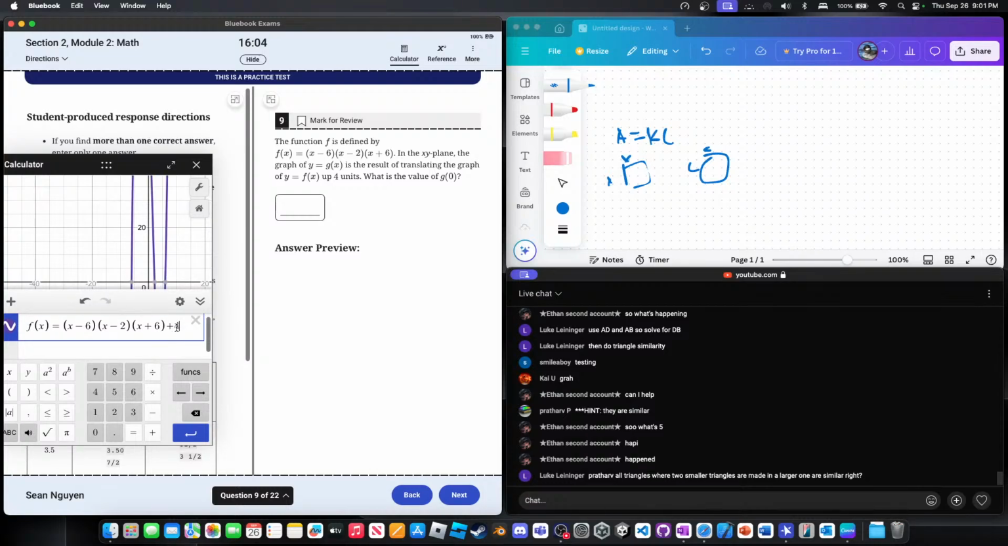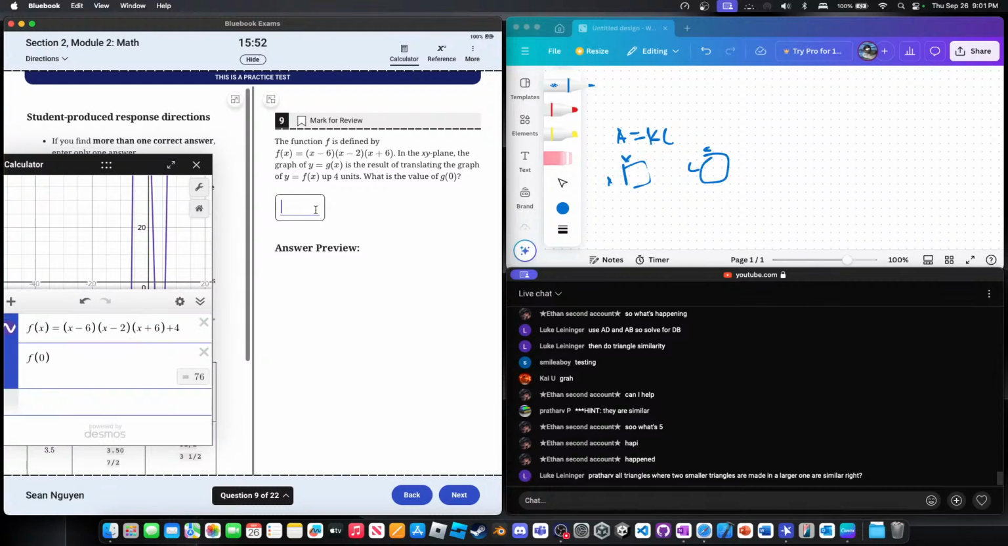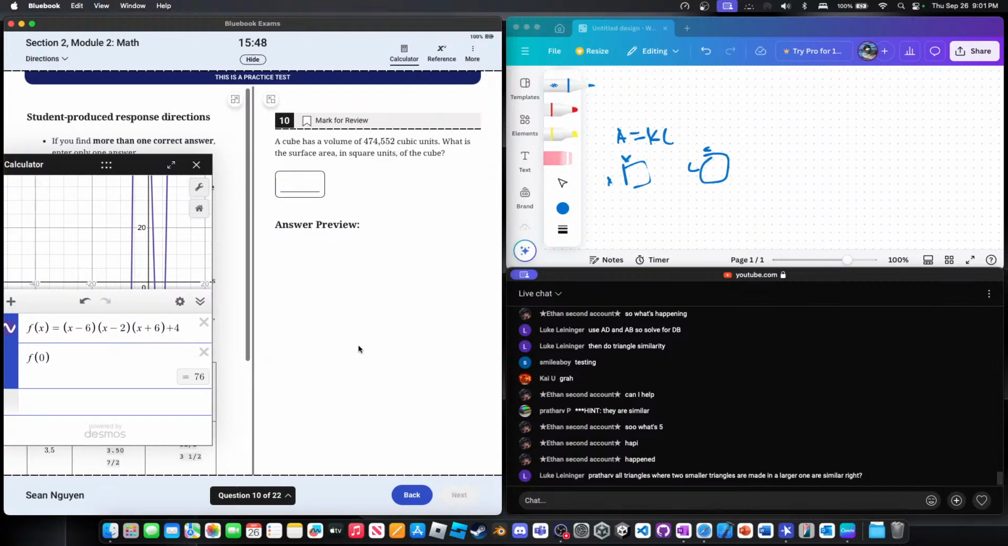I think that's how you do it, right? Translate up 4. I'm pretty sure that's how you do it. Let's do f of 0. It's gonna be 76. I think that's right, guys. If I'm wrong, correct me.